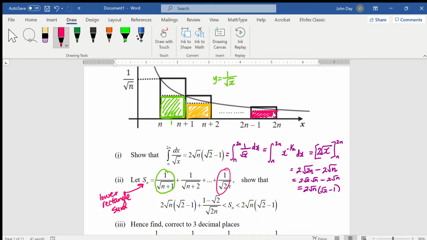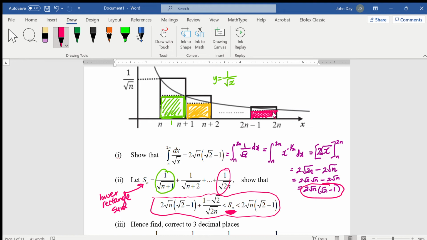Okay, so having identified what that is, it's probably a bit easier then to work out what this next inequality is all about. And that's what we're going to spend some time doing. We've got to show that the lower rectangle sum, which is in the middle, is less than 2 root n times root 2 minus 1, which we just found. The actual area, well, yes, the lower rectangles are less than the actual area under that curve from n to 2n, so that should be fine. But then the left-hand part, it's not the upper rectangles that they've got there. It's some other expression.